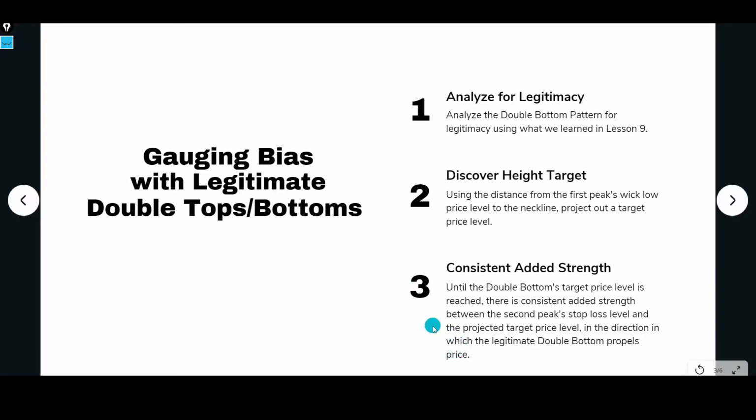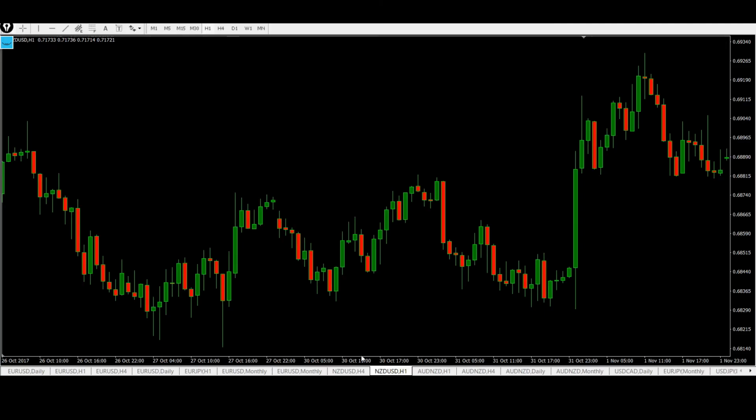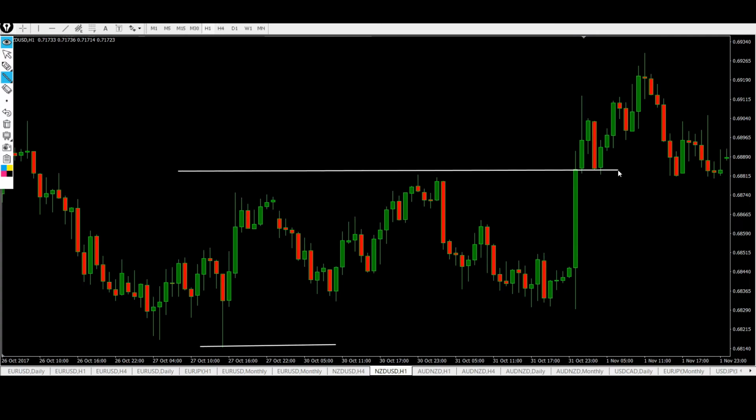All right, number 3, consistent added strength. So until the double bottom's target price level is reached, there is consistent added strength between the second peak stop loss level and the projected target price level, in the direction in which the legitimate double bottom propels price. All right, so that second peak stop loss level will be right here. And again, that projected target level was generally in this area.